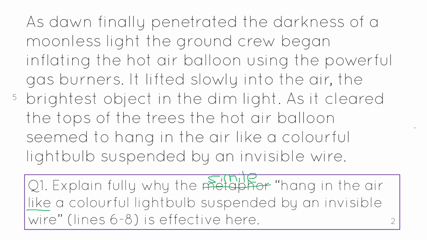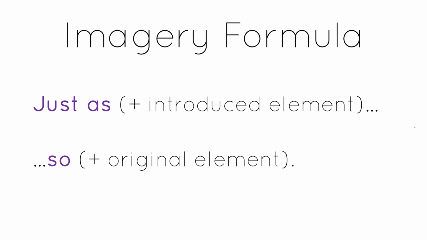As it cleared the tops of the trees, the hot air balloon seemed to hang in the air like a colourful light bulb suspended by an invisible wire. So we go through the same process. Again, we have to identify what the 2 elements are, and then we will use our formula to talk about each of the individual elements one at a time. We'll start with what's new, what's been introduced, and finish with what was originally being described.